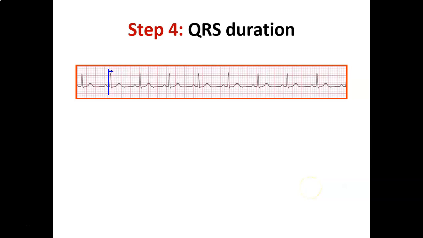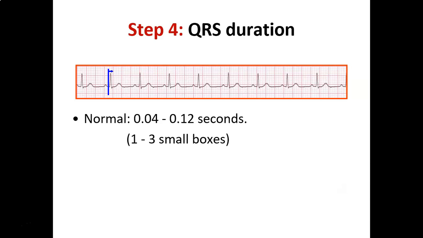Step 4 is the QRS duration. Look at this one. The normal QRS duration is 0.04 to 0.12 seconds, or in a simple way it's 1 to 3 small boxes. So what's your interpretation here? Is the QRS complex narrow or wide? Meaning it's less than 3 small boxes or more than 3 small boxes. So it's 0.08 seconds, which is normal.